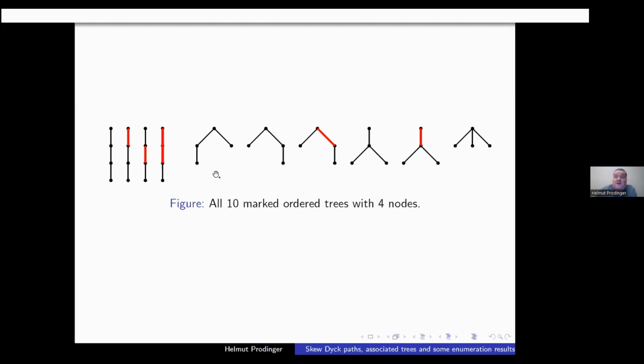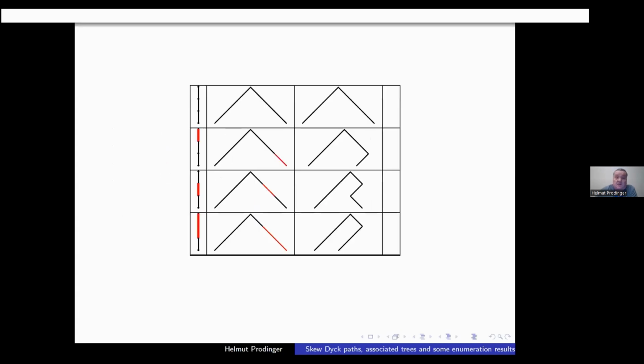And so there are some that don't have red edges, so they correspond to the ordinary Dyck paths, but the red ones, so what one does here is one walks around and does the usual thing, but when you come back, then the red edge means a red downstep, and this one also a red downstep. So I think I have some systematic drawing of these 10 examples.